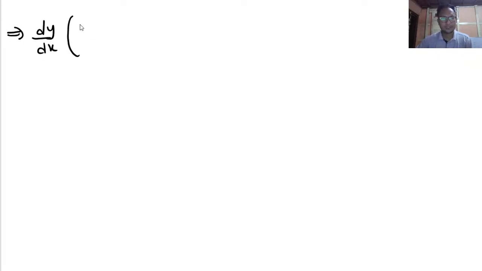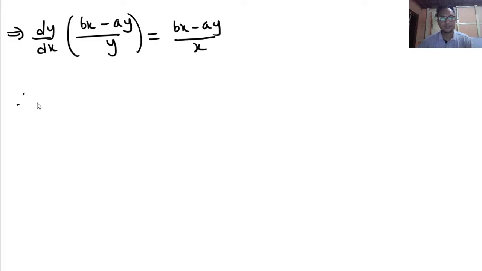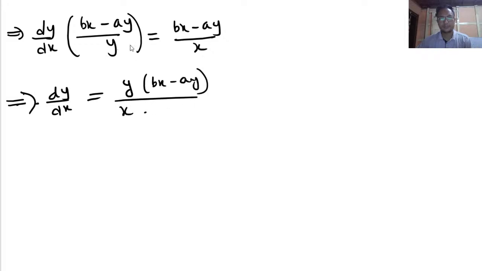So here we have dy by dx times bx minus ay divided by y, and here bx minus ay divided by x. Therefore, if you want to find dy by dx, this y will be multiplied here. So it will be y times of bx minus ay, and x will be there, and this term in the numerator here will be multiplied on the downside. So it will be bx minus ay. But this can be cancelled, right? These two are equal.